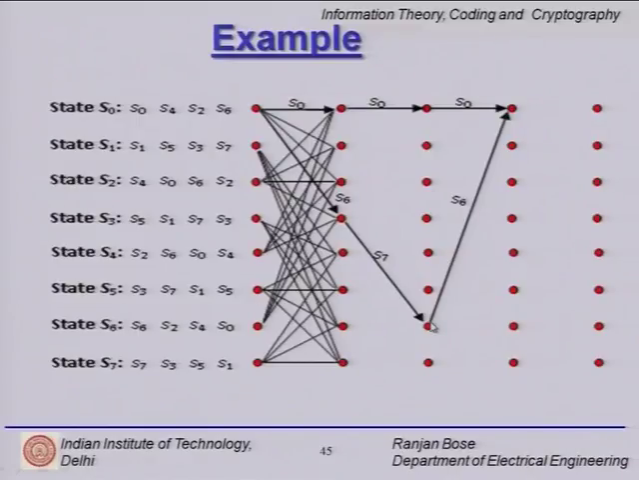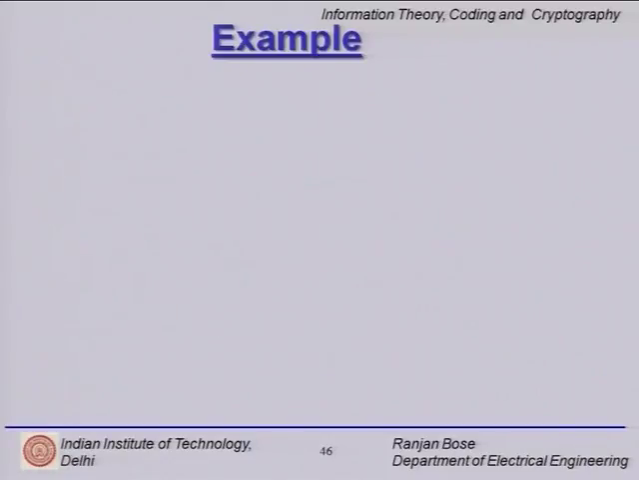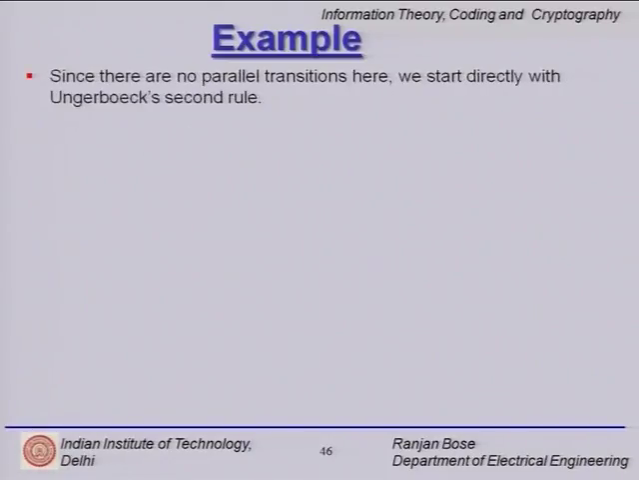Since there are 3 memory elements, there are 8 states in the trellis. So, the number of input bits is pretty much independent of the states in the trellis, which depends on the memory units, and the number of output bits basically decides the constellation size that we will use. So, this is the trellis that we have at our disposal. There are no parallel transitions. We start directly with the Ungerboek second rule of assigning.